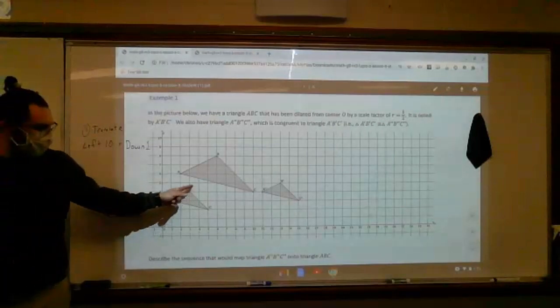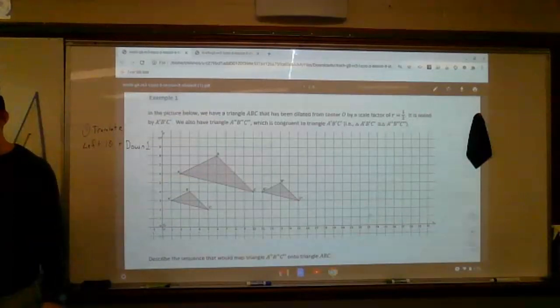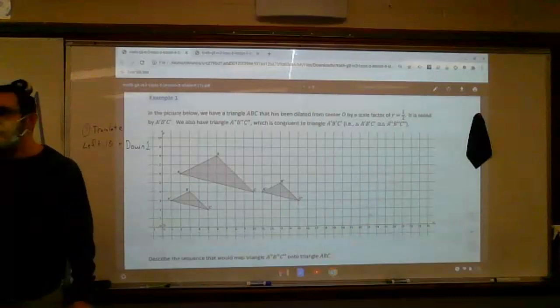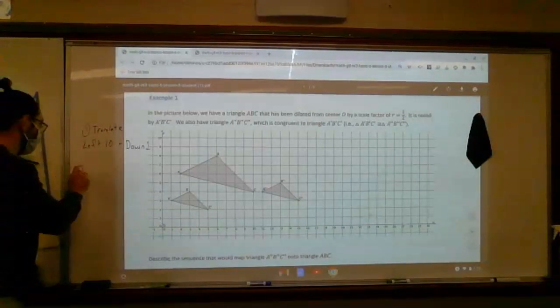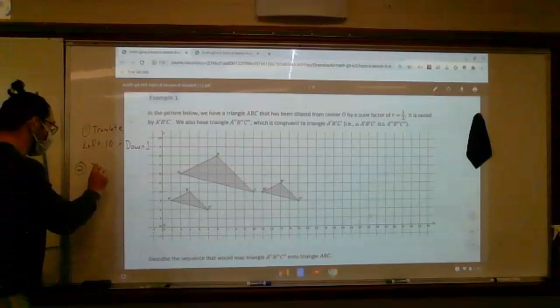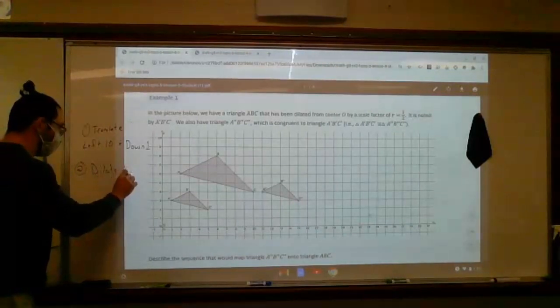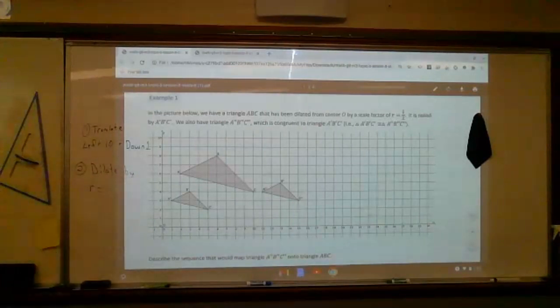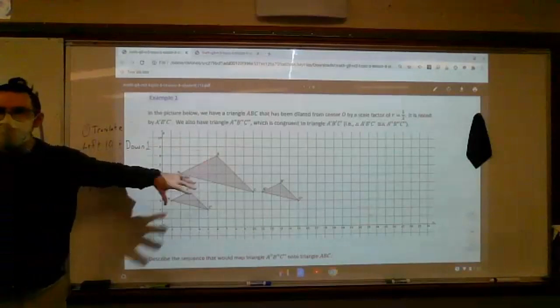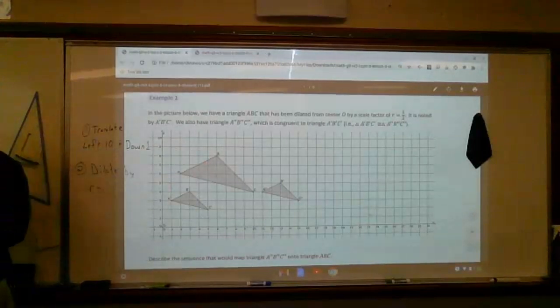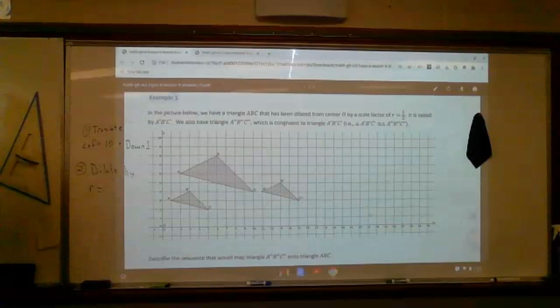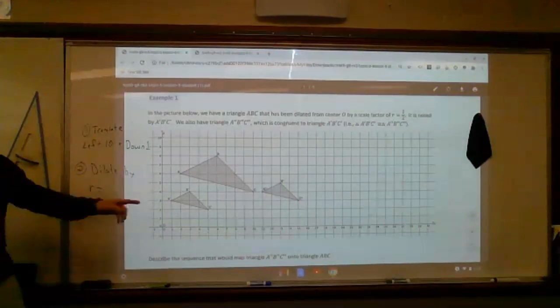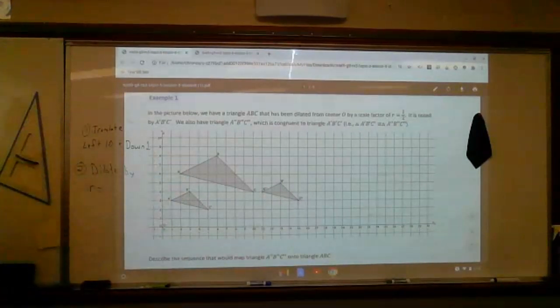Well, are they the same size? Oh, so they're not the same size. If they're not the same size, we know we're going to have to dilate by R equals something. Dilate by a scale factor. We have to get this to be bigger or smaller. Which one? Bigger or smaller? Todd or Andrew? Bigger. This has to get bigger.